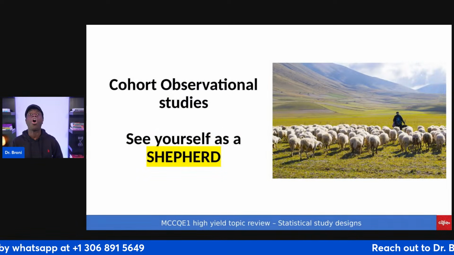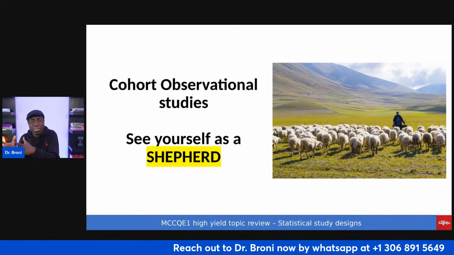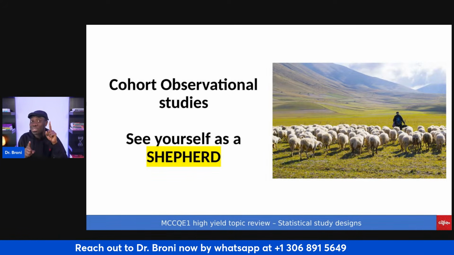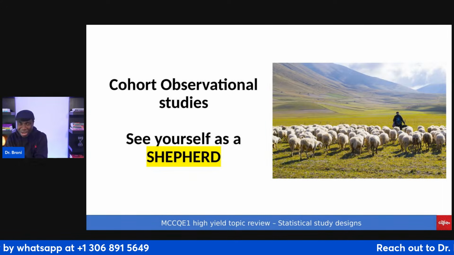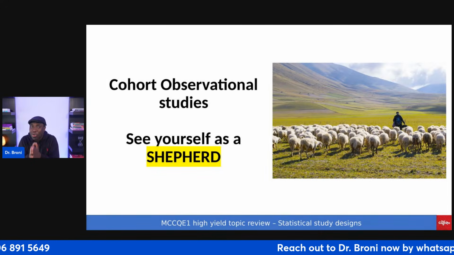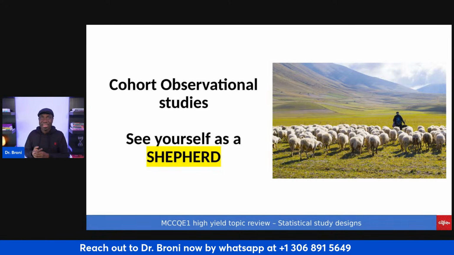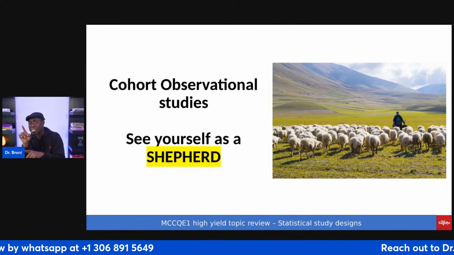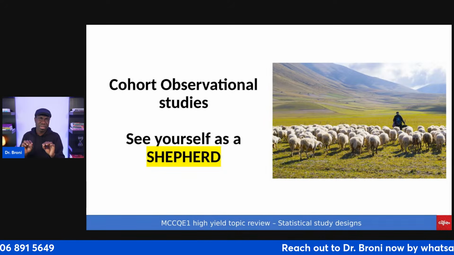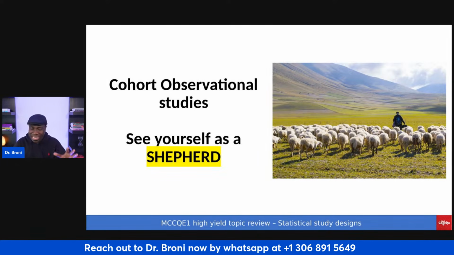Now, let's go to the next one, the cohort observational study. In a cohort observational study, unlike a case control study, you are a shepherd. Please write it down in your notebook. In a case control study, you are a detective. In a cohort study, you are a shepherd. You have your flock of sheep, and you are just following them.